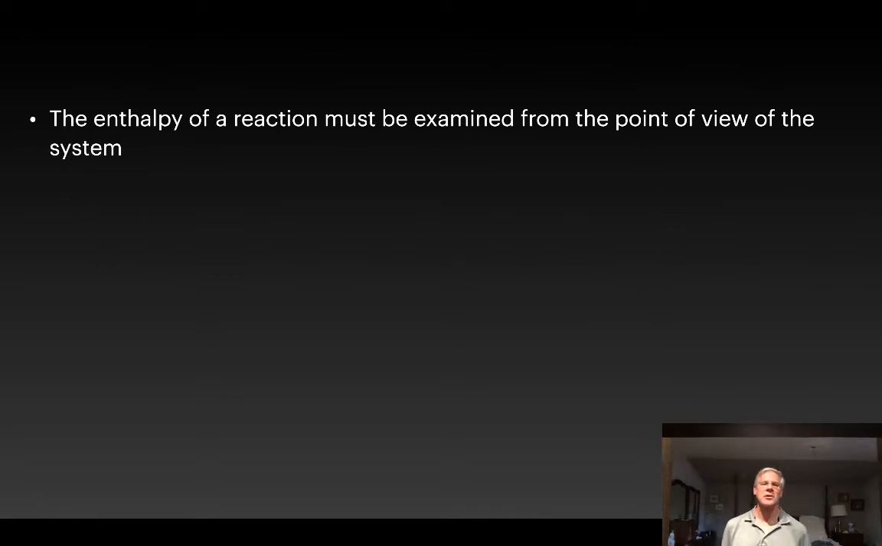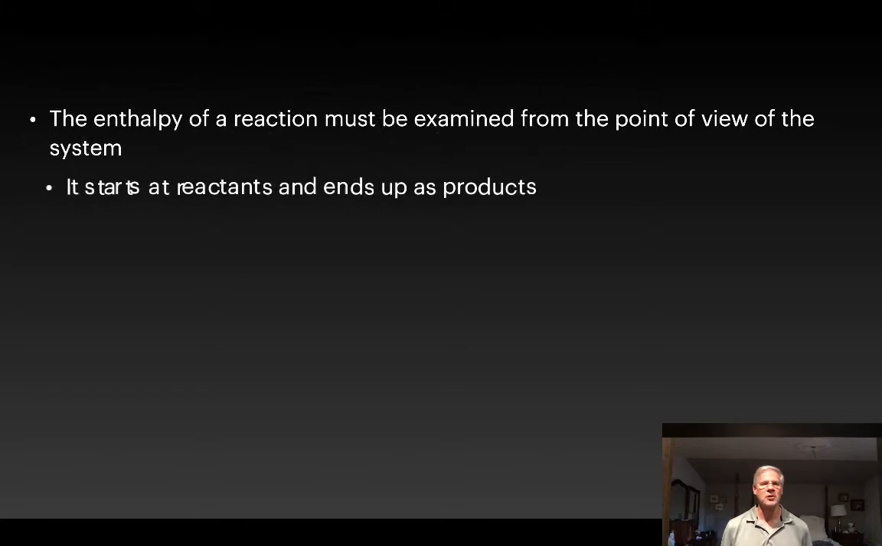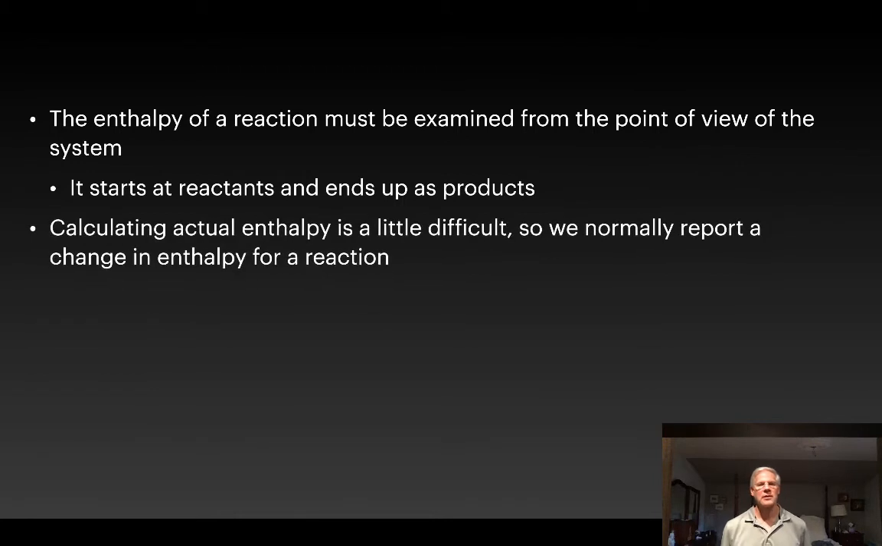So when we calculate the enthalpy of a reaction, we examine it strictly from the point of view of the system. That's pretty much how we view everything in thermodynamics in chemistry, from the point of view of the system. So a reaction starts at the reactants, it finishes up as products, and so we always have that change in enthalpy, the enthalpy of the products minus the enthalpy of the reactants. We'll look at that here in just a little bit.